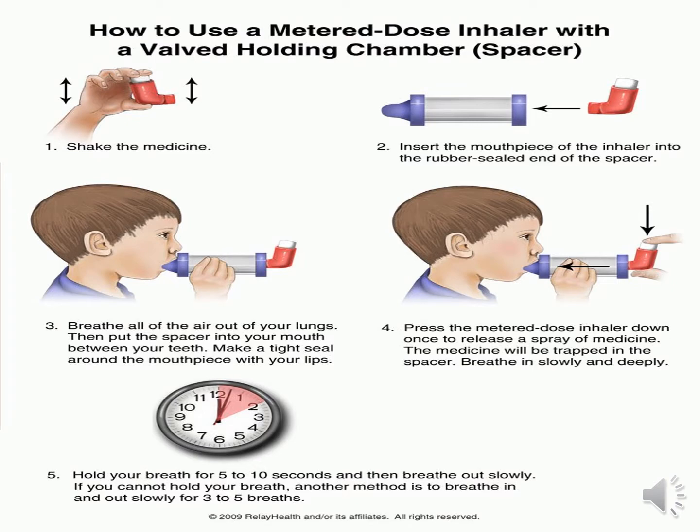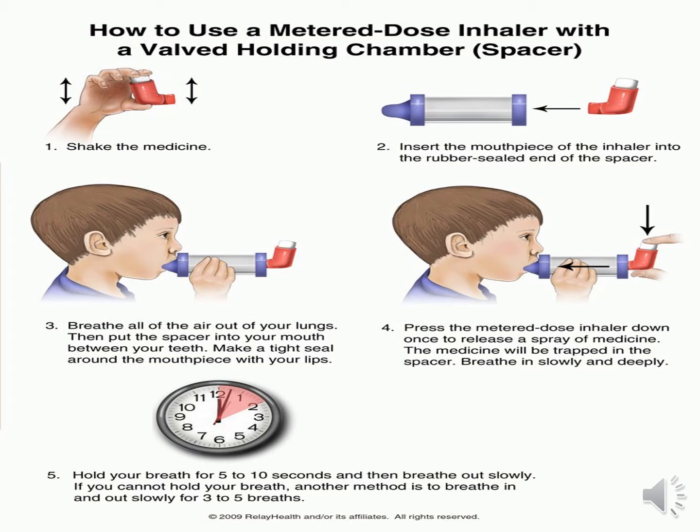How to use a metered dose inhaler with a spacer. Teach the patient to shake the medication. Then insert the mouthpiece of the inhaler into the rubber-sealed end of the spacer. They will breathe all of the air out of their lungs and then put the spacer in the mouth between their teeth, making a tight seal around the mouthpiece with the lips.